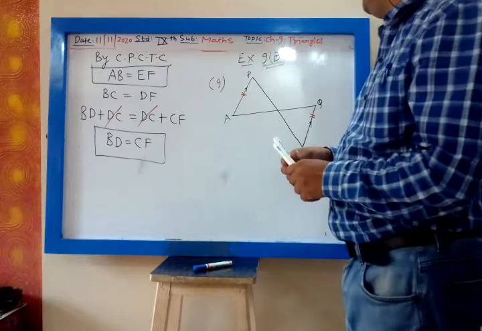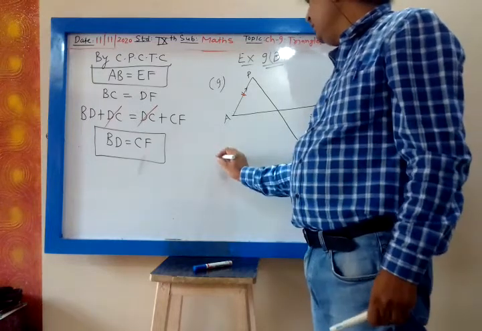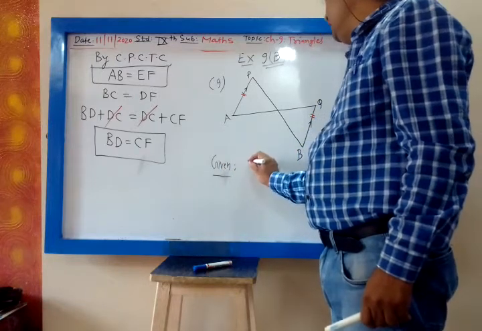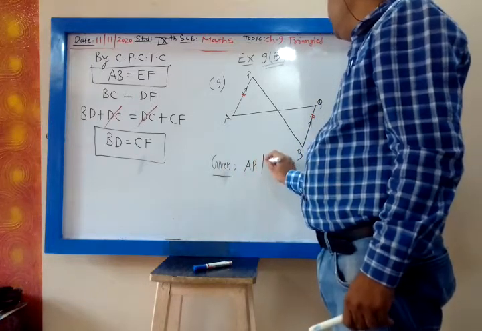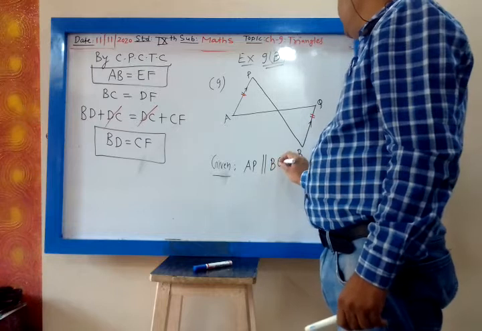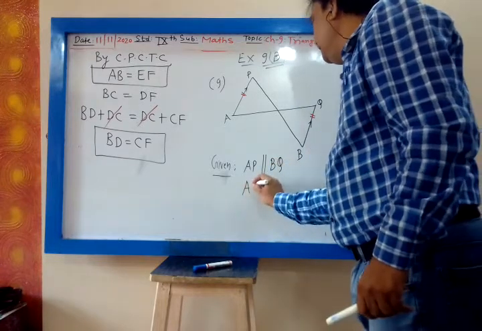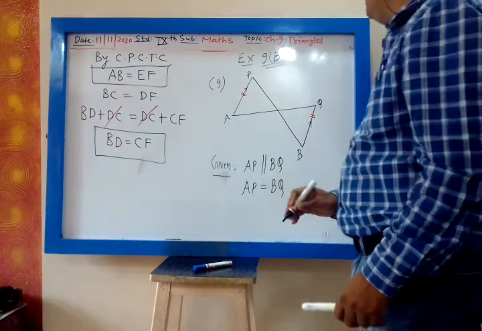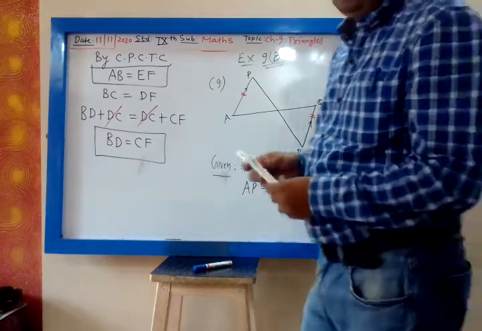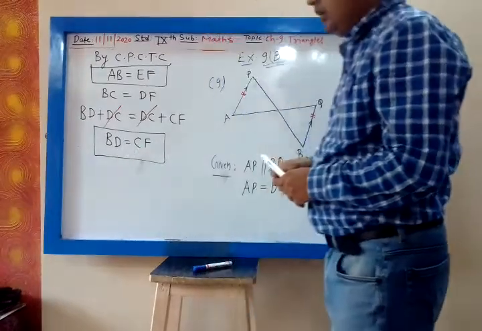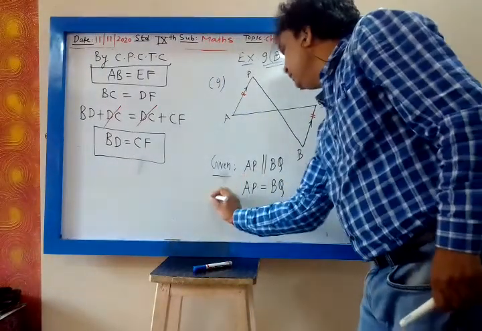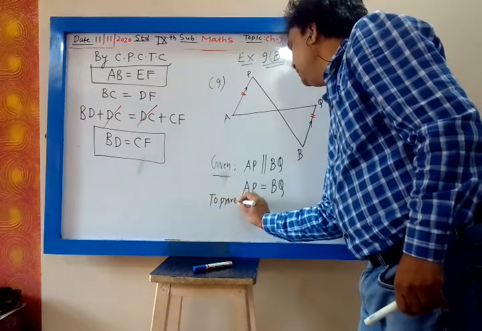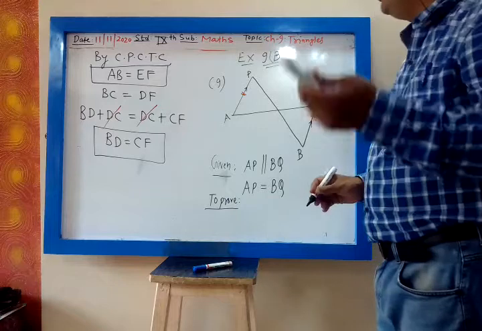Then prove that. So you write down given first. Given that AP is parallel to BQ and AP is equal to BQ. They are given parallel and they are given equal. Now we prove. Now to prove, we write to prove. Always make the habit of writing given, to prove, then proof in geometry.